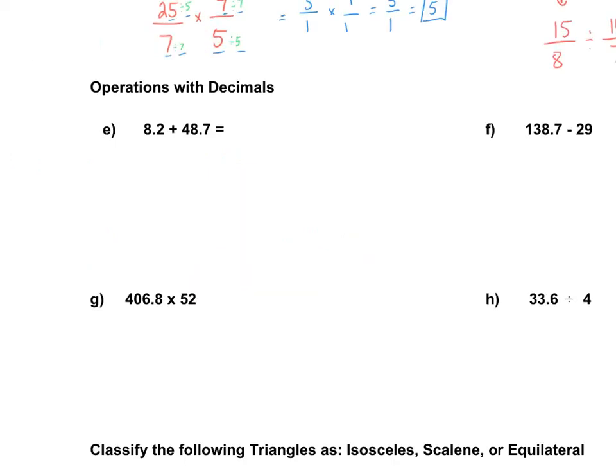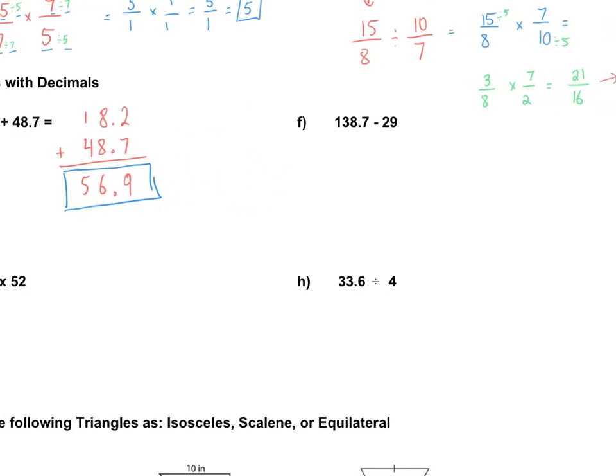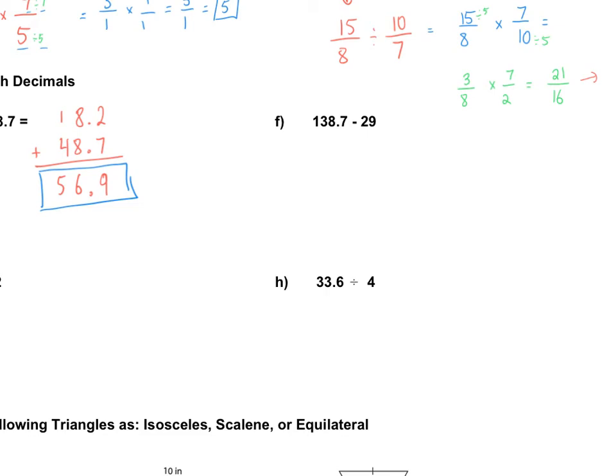When we're adding and subtracting decimals, we need to line up our decimal points. So line up your decimals here. And you should have gotten 56 9/10. We're going to do the same with our next one.